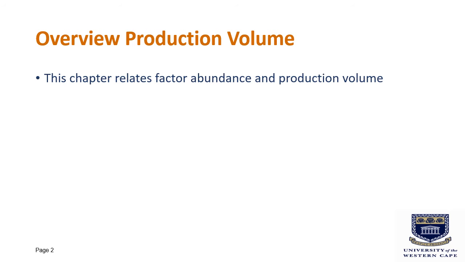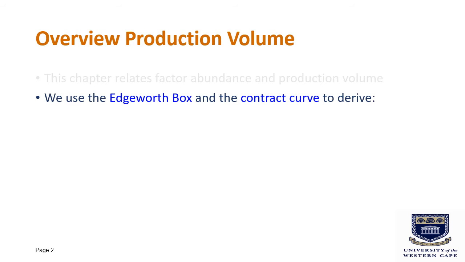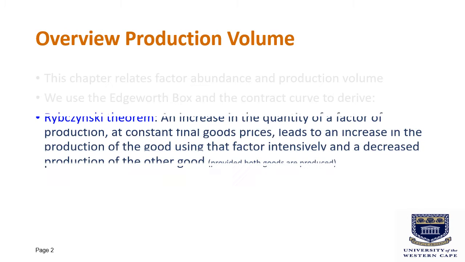So we're going to try to relate factor abundance and production volume to each other. And in order to do that, we need an Edgeworth box, which we will be showing over the next few slides. And we will be using the contract curve in the Edgeworth box to derive some optimal point.